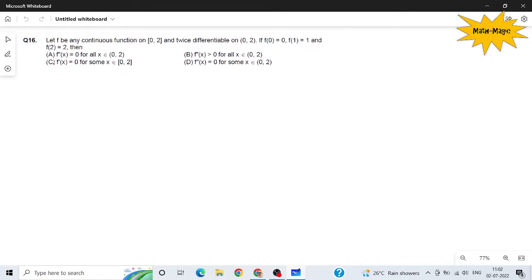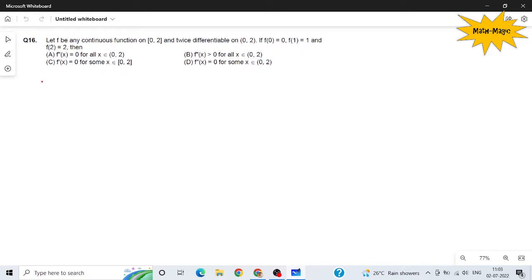Four options are given. F double dash of x is equal to 0 for all x in the open interval (0, 2). F double dash of x is greater than 0 for all x in the open interval (0, 2). F dash of x is equal to 0 for some x in the closed interval [0, 2]. And f double dash of x is equal to 0 for some x in the open interval (0, 2).